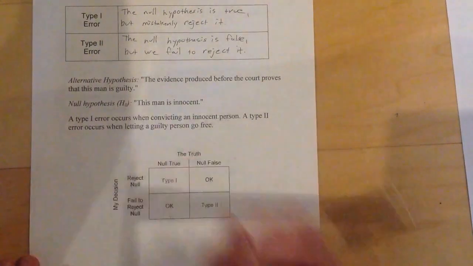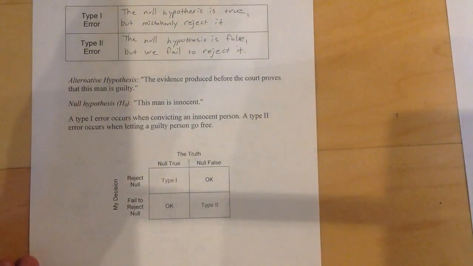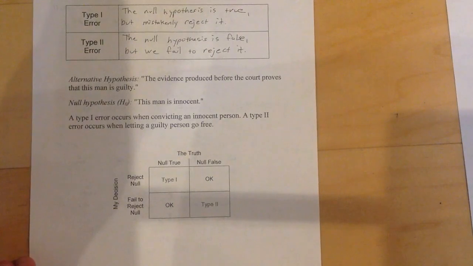So this idea of type 1, type 2 error is going to be important when we're looking at our sample size, when we're looking at our threshold values, and all of those other things. So let's take a look at some practice questions.